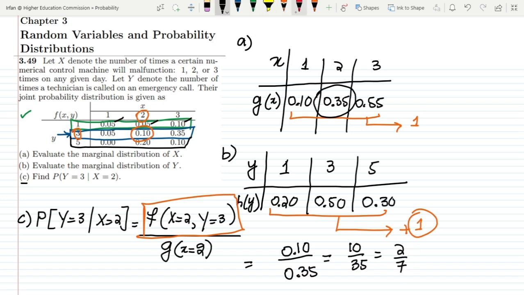Okay, so that is basically the solution of part C of our question, in which we have seen the usability of the marginal distribution, which is here, and also the joint probability distribution, which is here. The ratio of them has given me the conditional probability, which has been obtained here.